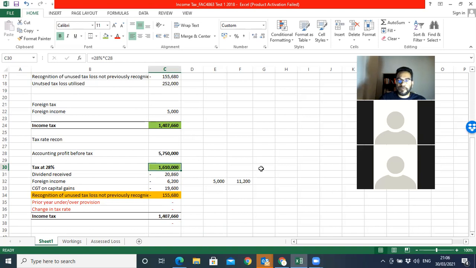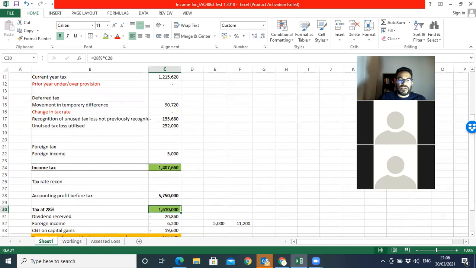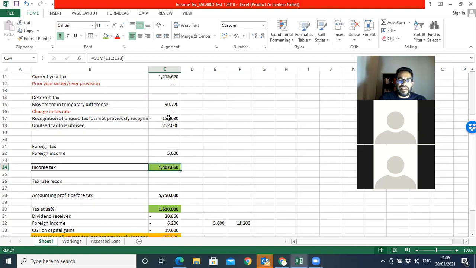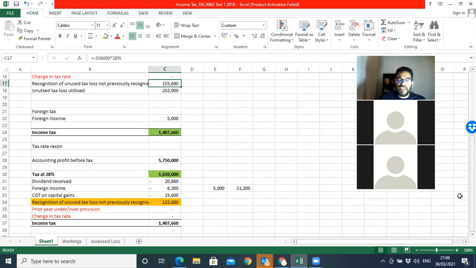So to put this to test, included in this 1.4 million rand is this 155,000 rand. However, in this 1.6 million, that 155 will never ever be included. Why? This 1.6 million is 28% of profit before tax. What is profit before tax? Revenue and income and expenses. So profit before tax is income and expenses before tax.